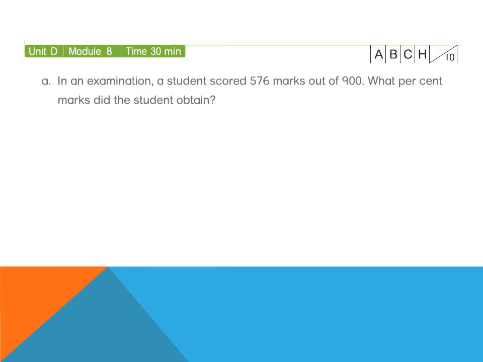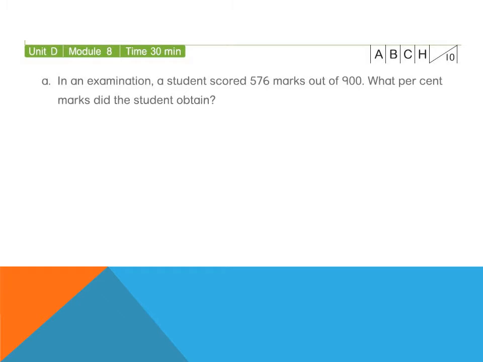Okay, in module number 8, now we are starting with the word problems. Number A, in an examination, a student scored 576 marks out of 900. What percentage marks did the student obtain? Pause the video for a few minutes. Try this out yourself, then I will show you the answer.